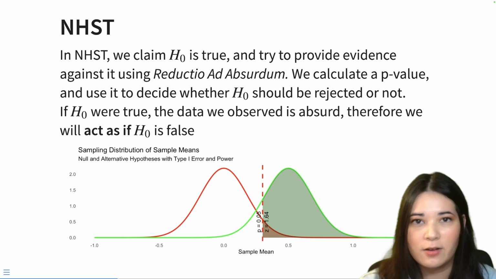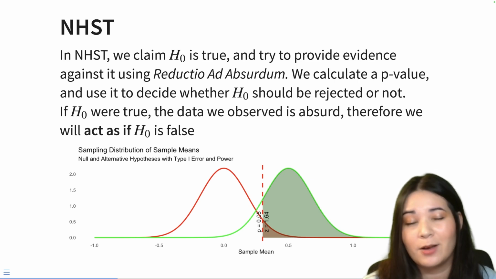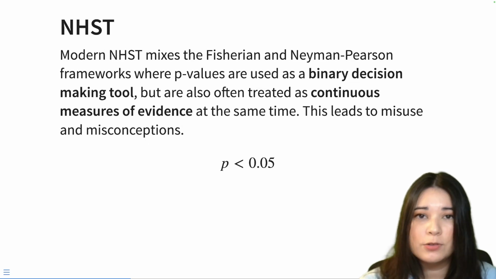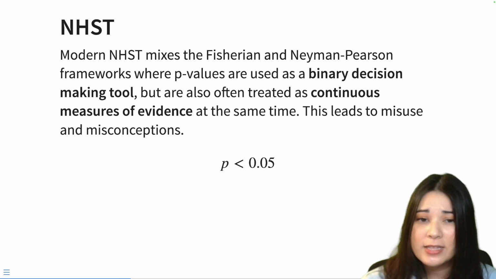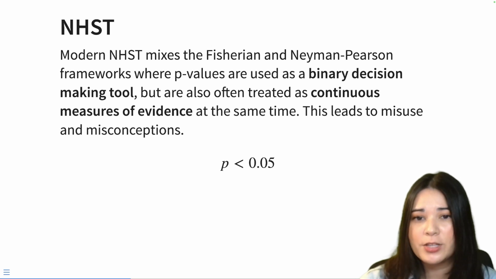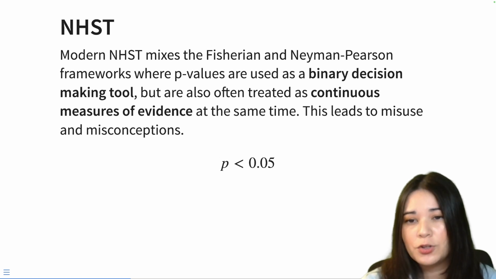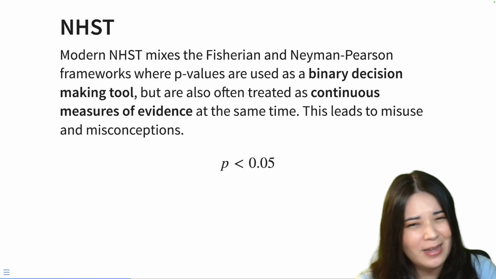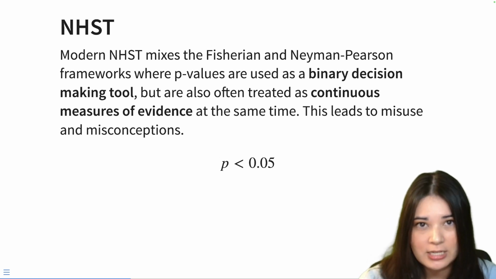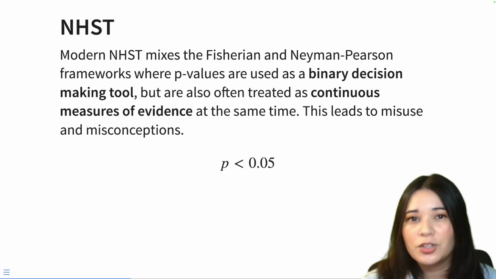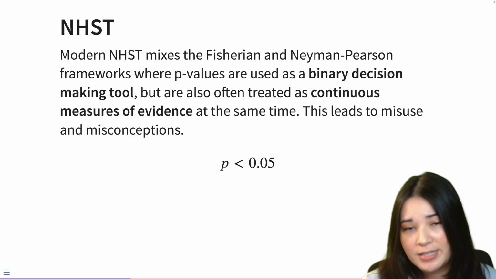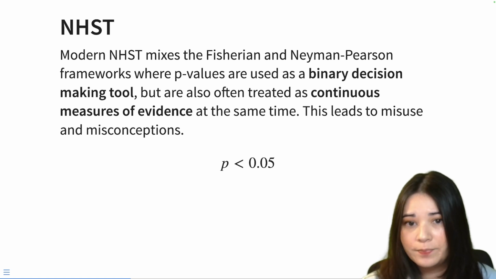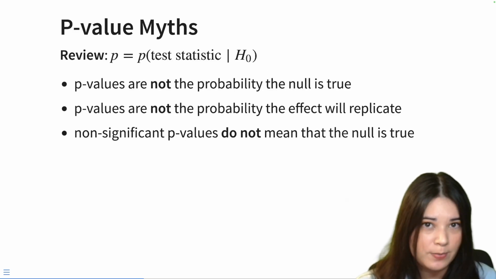This leads to a lot of misconceptions about p-values that we'll talk about in a little bit. So to review, modern null hypothesis significance testing basically mixes the Fisherian and the Neyman-Pearson frameworks, where p-values are used to make binary decisions, but they are also at the same time kind of treated as continuous measures of evidence. This leads to a lot of misuse and misconceptions, like I talked about before. So let's talk a little bit about those misconceptions.